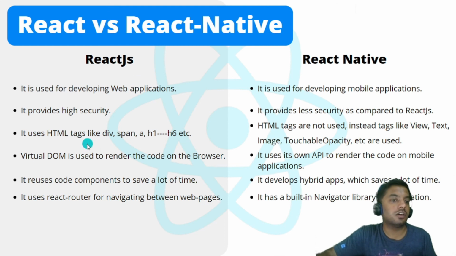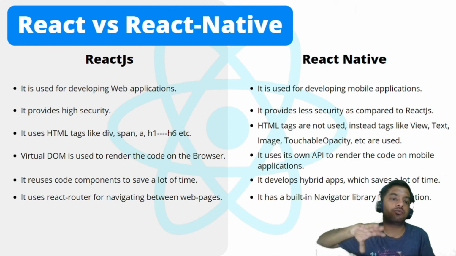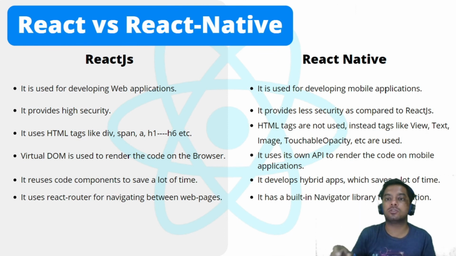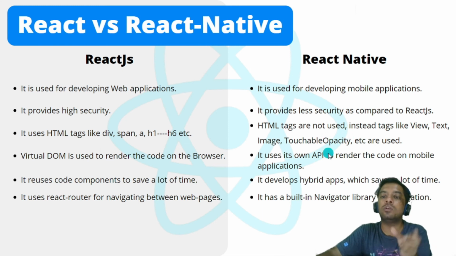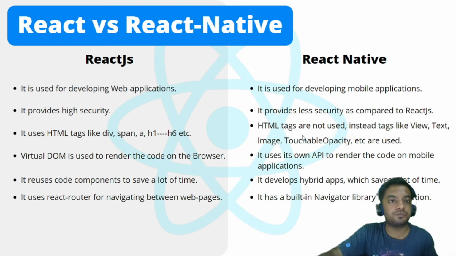In React.js, the virtual DOM is used to render the code on the browser, while React Native uses its own API to render the code. This DOM feature is only available on web browsers. But mobile applications don't need a web browser. So in order to render the mobile application, React Native has its own inbuilt API, which renders the code.